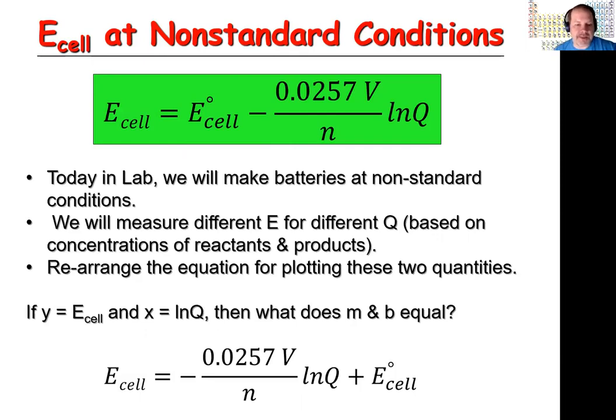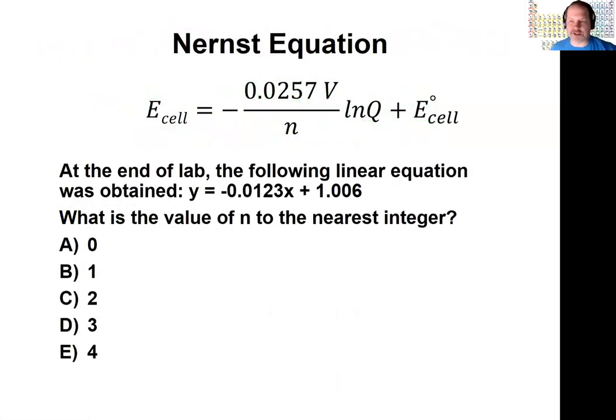We'll look at this one right here: our Nernst equation actually looks a lot like y equals mx plus b, where y on the left-hand side is the potential. And in mx, m is the slope, which is negative 0.0257 divided by n, and ln of Q is going to be our x. Then E cell naught is our y-intercept b. Whatever you get for b is going to be pretty easy to find. What's a little bit harder to find is the slope and n and how to relate these two things together. So we're going to do that for one of our last things in this video.